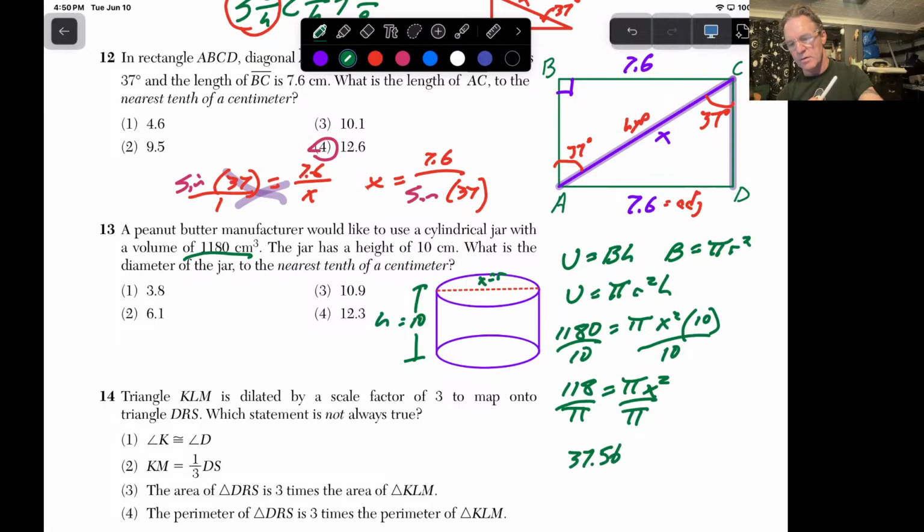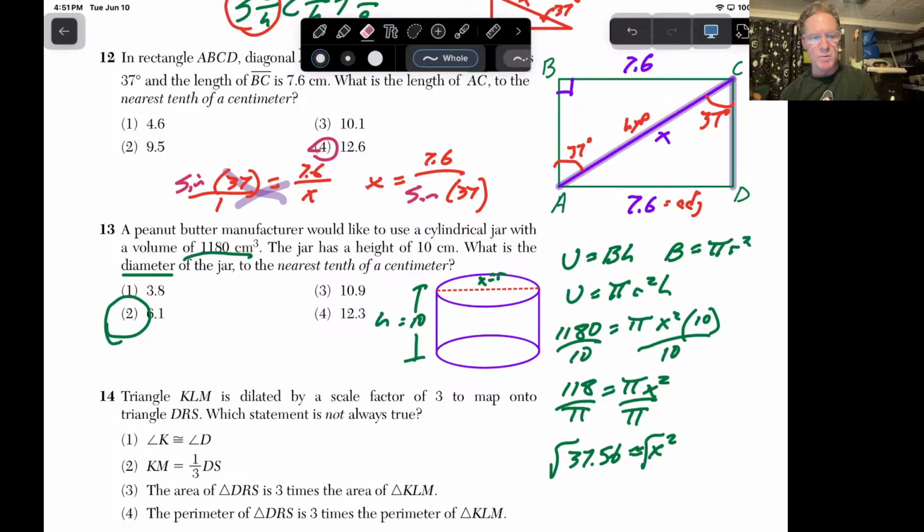37.56 is approximately equal to x squared. Take the square root of both sides, and you should get 6.13. There's your answer, right? This is the mistake I make all the time, because they're asking you for the diameter, not the radius. So be super, super careful.